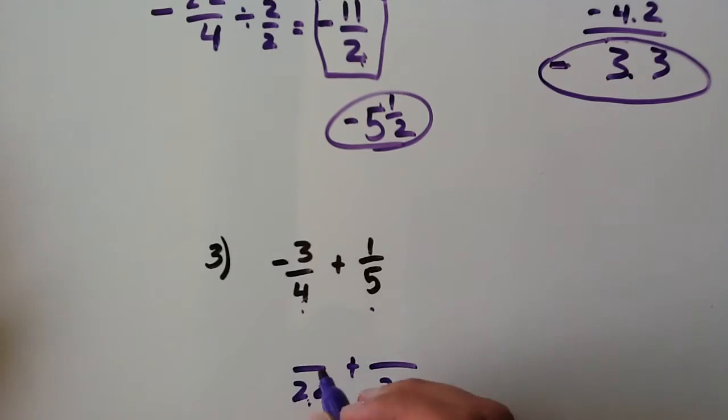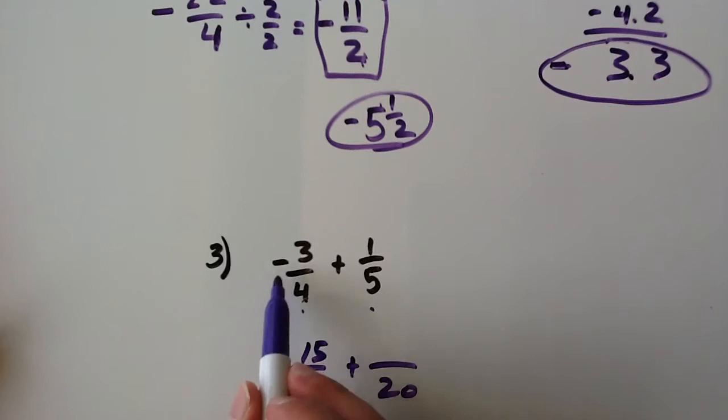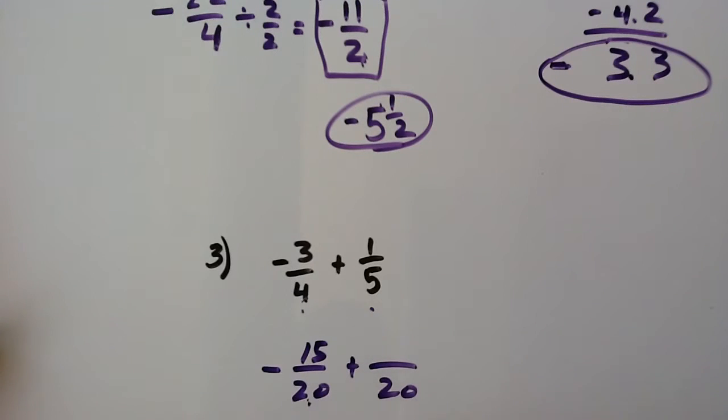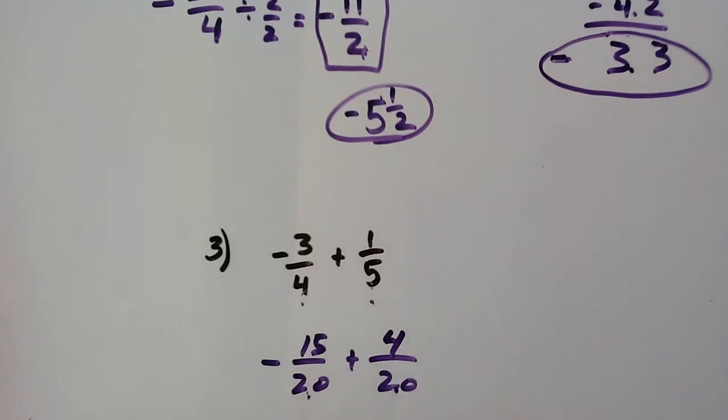3 times 5 is 15. Now, of course, this is a negative number. It's -15/20. How do you get from 5 to 20? 5 times what is 20? 4, right? So multiply the numerator by 4. 1 times 4 is 4. Now that you have common denominators, you can add or subtract here. Now, you're adding here.